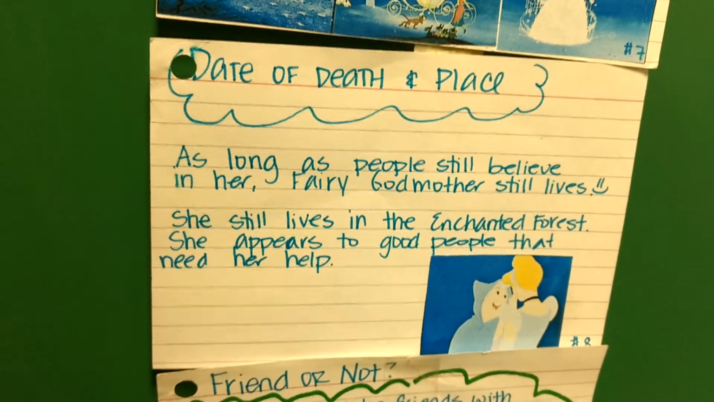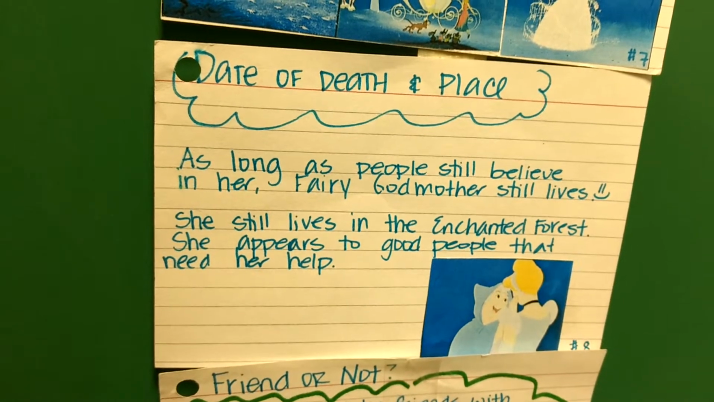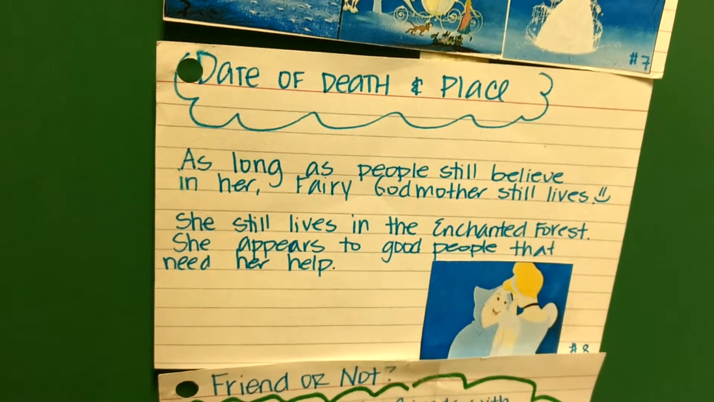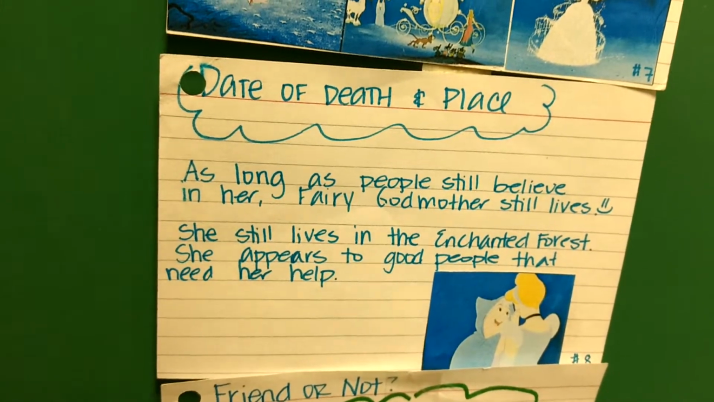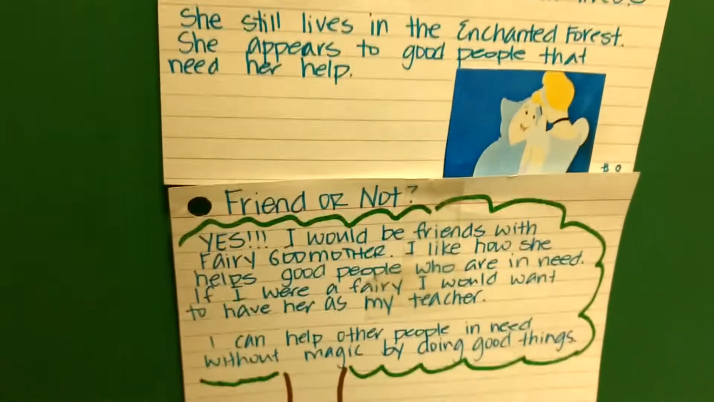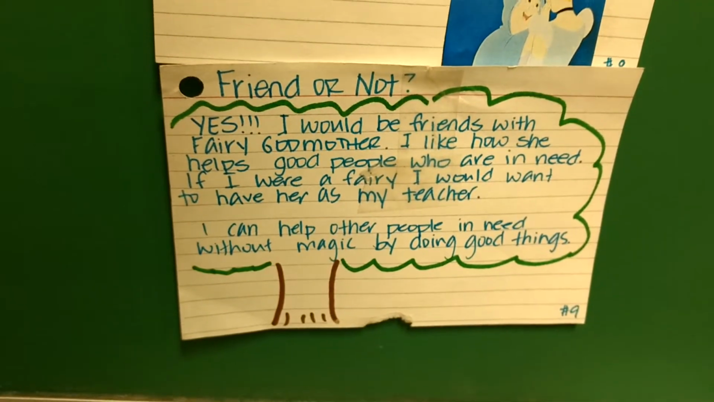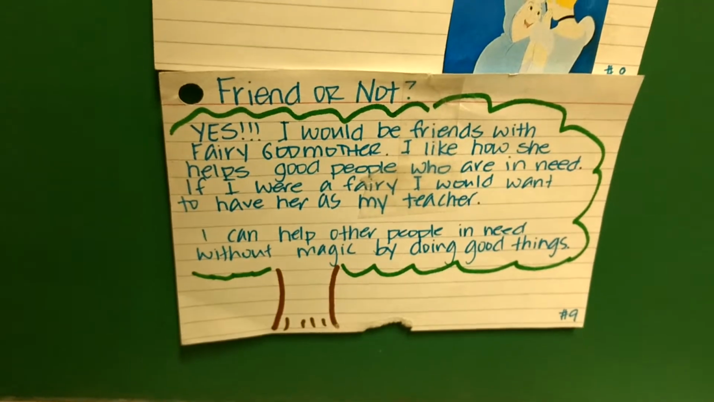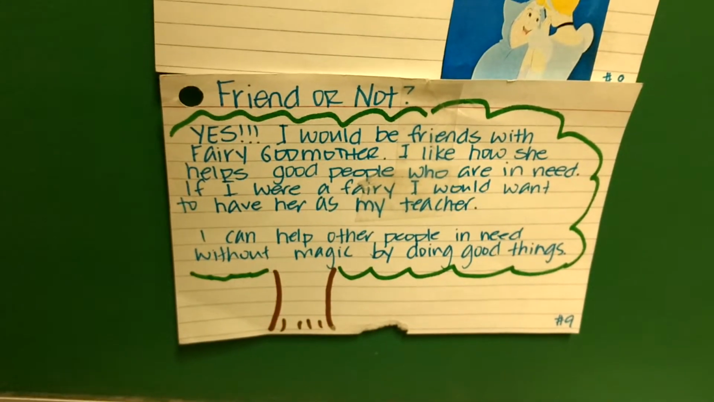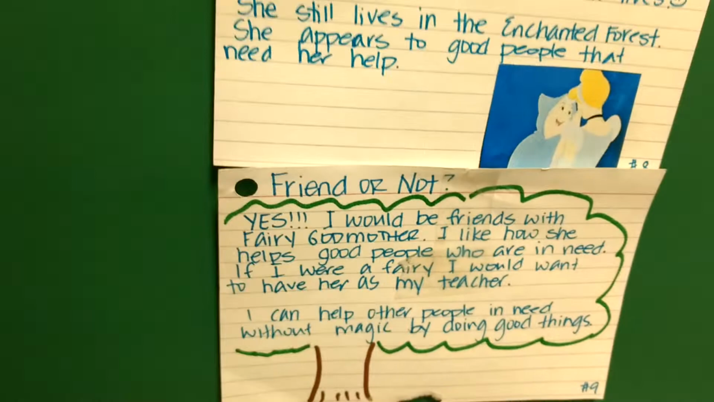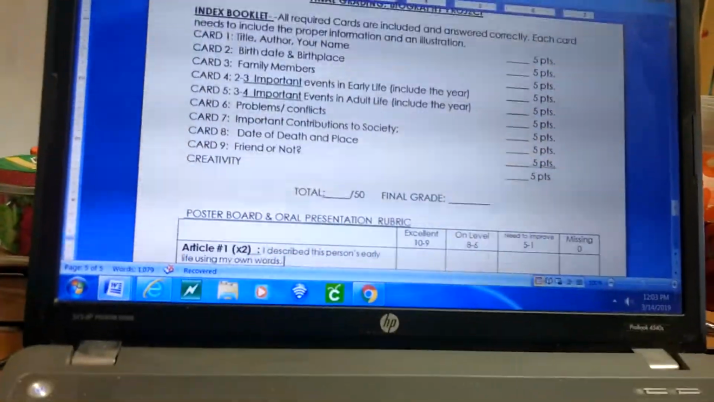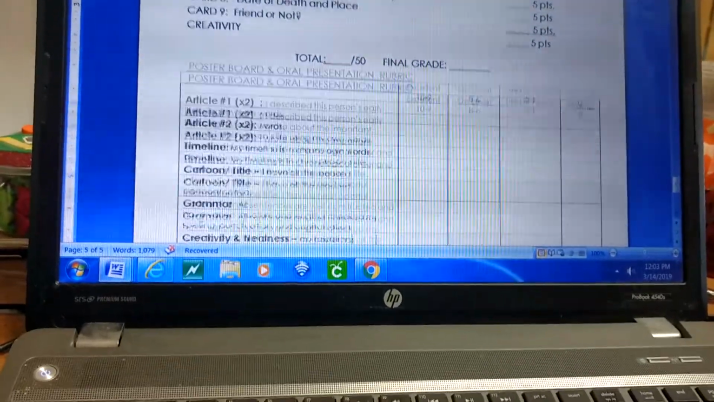Important contributions to society, which is what important things they do to help our world, or why they're famous. How they passed away. Now, if they did not pass away, they're still alive. I told the students just to write that they're still alive and where they're living and what they're currently doing. And then last one is if they would be their friend or not. So as you can see, each card has some simple illustration. It's nothing extensive.